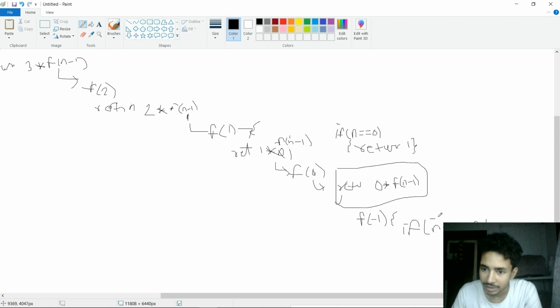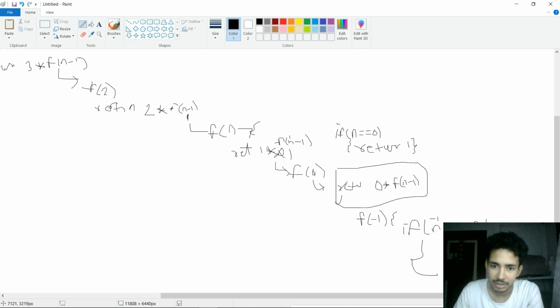So here n is minus 1, the condition is false, so it will not move further and it will go back. 0 into minus 1 is nothing. If 0 is multiplied by anything, we will get 0. So here the value we will get is 0. Okay, so return 0.